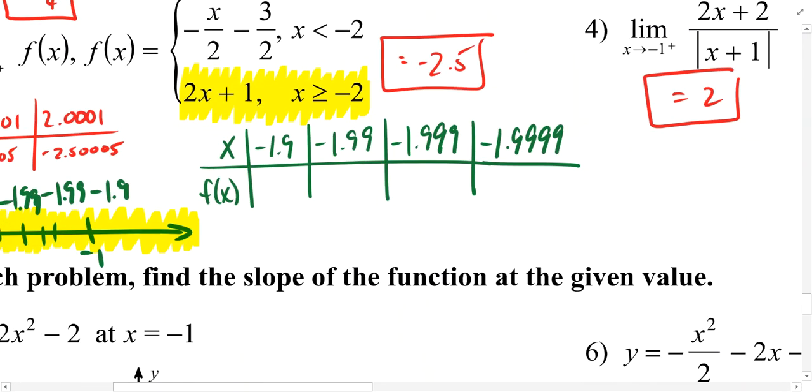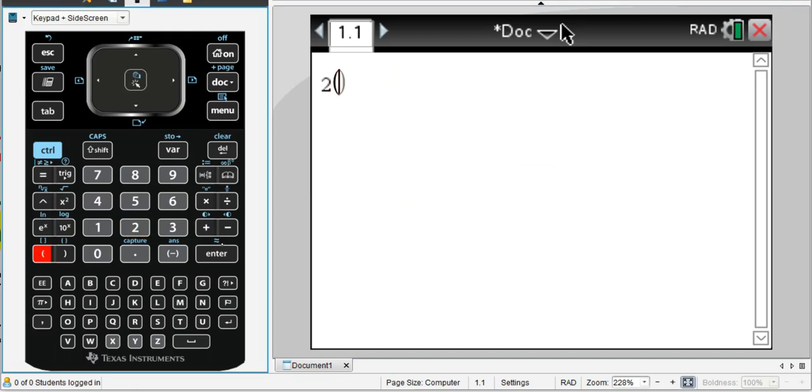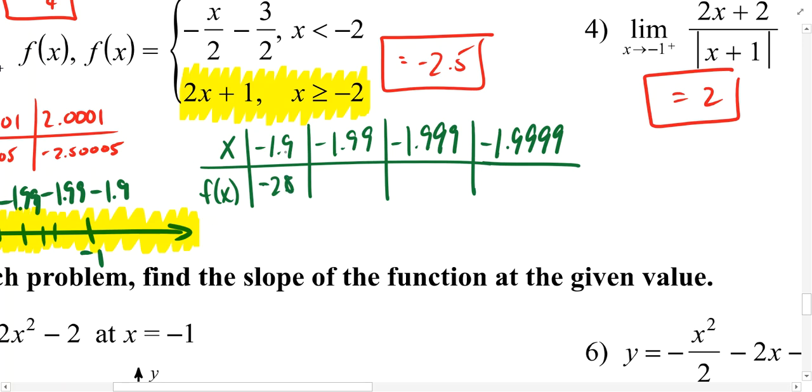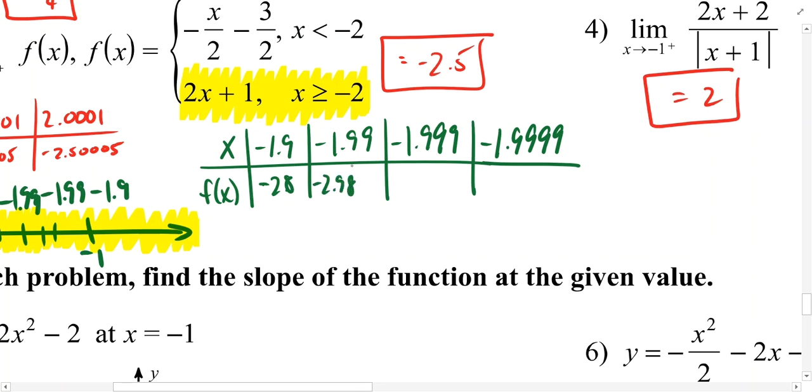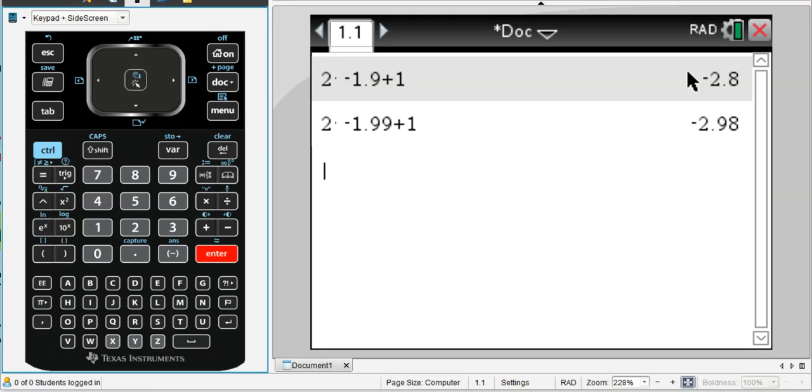I'm going to open up a calculator now since I have it available to me, and I'm going to evaluate this function at each of these numbers. Here's that calculator, and we need 2 times x plus 1, and at the x value of -1.9, our y result is -2.8. If I go to the calculator again and investigate what happens just a little bit closer to -2, that's pretty easy to do. We can copy the equation down and rerun it, and now we see -2.98, and I bet you can already discover the pattern. But let's go ahead and check it just to be safe.